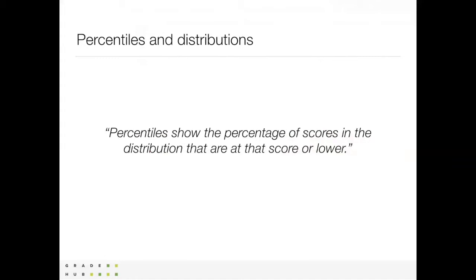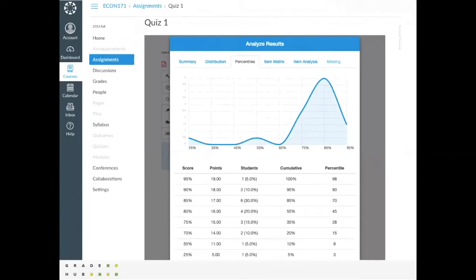So how are distributions and percentiles similar, and how do they differ? A distribution is simply how many students are scoring at a certain level on your test. A percentile is quantifying that by showing you the percentage of the students that performed at a particular score or lower.